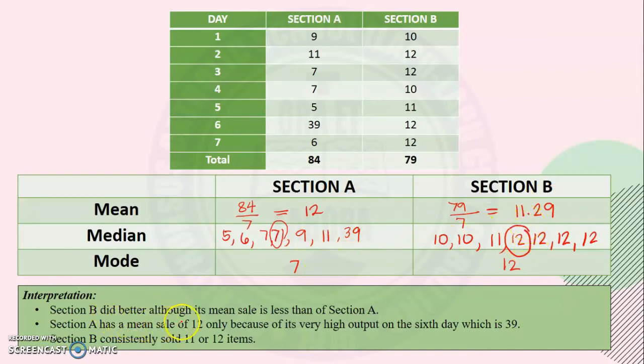Section A has a mean sale of 12 only because of its very high output on the 6th day, which is 39. Section B consistently sold 11 or 12 items. Now, that means Section B did better in selling the items during the fair.